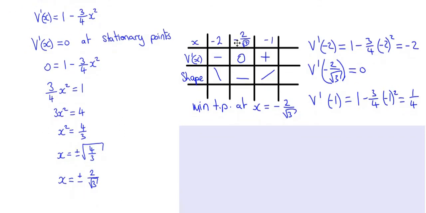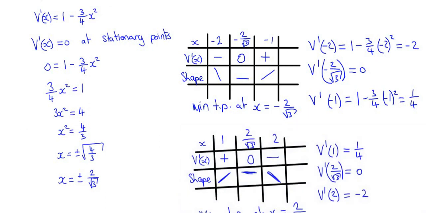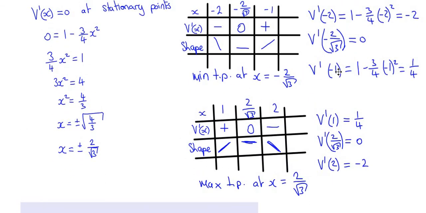Now we do an extra table for the positive version of the stationary points, which is 2 over root 3. And again, here we can just recycle our values because each of the x terms are squared, which will not have an effect. So process 1 through the derivative gives us a quarter, stationary point gives 0, and substituting in 2 gives us negative 2. So in this case we've got positive gradient, flat line, negative gradient, so we've got a maximum turning point. So there is verification that the maximization of volume occurs whenever x is equal to 2 over root 3.